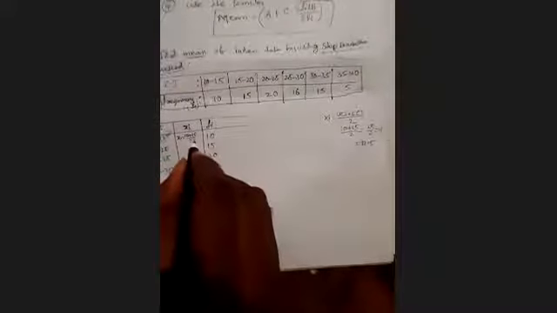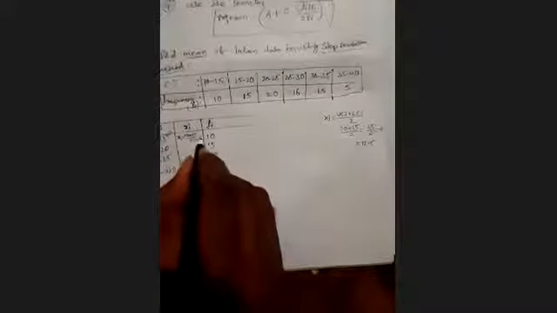10 plus 15 by 2 means what? 10 plus 15 is 25, by 2. 25 by 2 is nothing but 12.5. 25 by 2 value is 12.5. 12.5 plus 12.5 will be 25. So here you will get the first variate value will be 12.5. I am giving a circle, to understand easily.